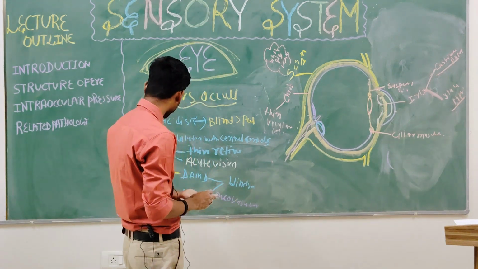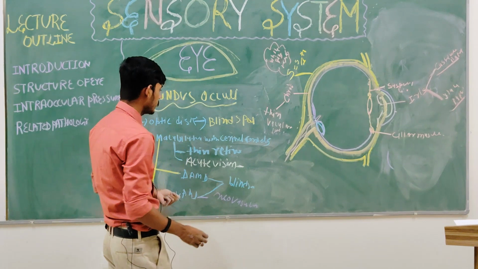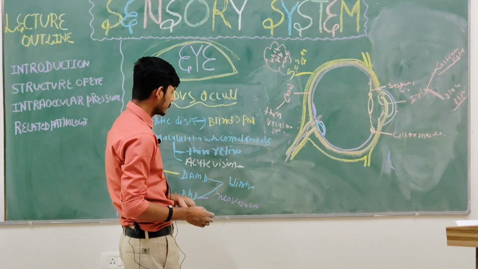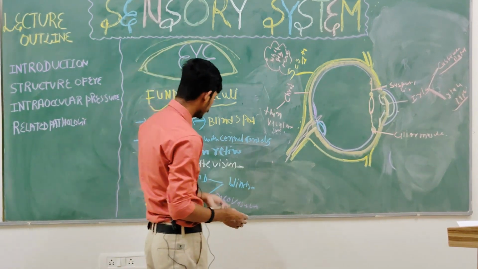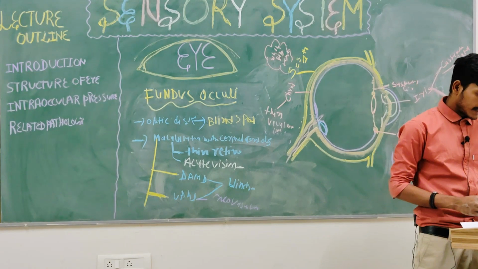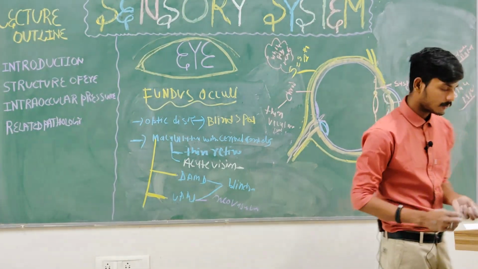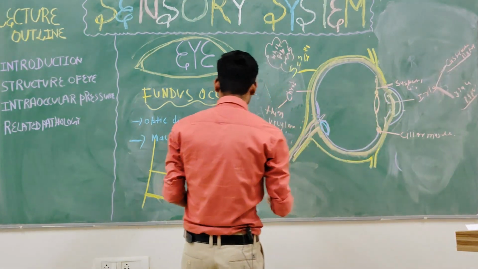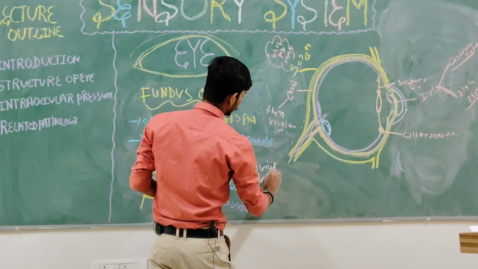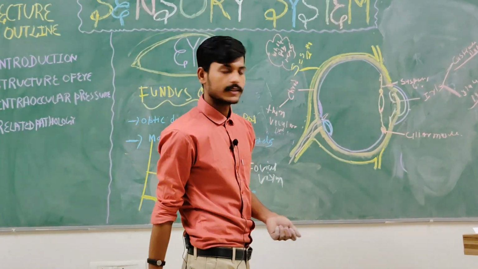Now the vision which is formed by the fovea centralis, the acute vision, is called foveal vision. This is called foveal vision, okay, it is a foveal vision. Understanding? Let's move ahead.